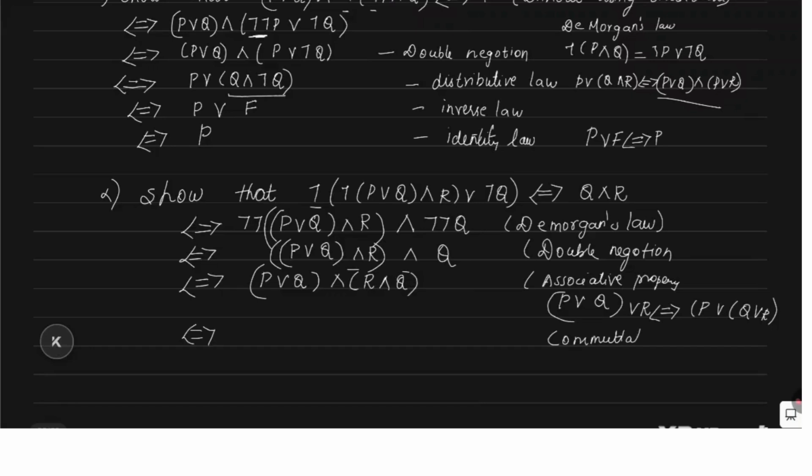Now we are going to use the commutative law. What does commutative law tell? Like in normal set theory, AB is equal to BA. So here P or Q will come as it is. The second part, instead of R and Q, you will write it as Q and R. So this is logically equivalent to.